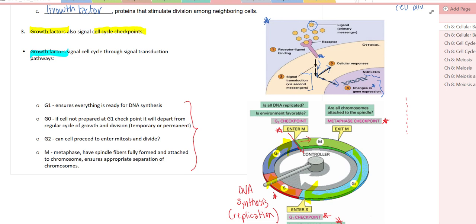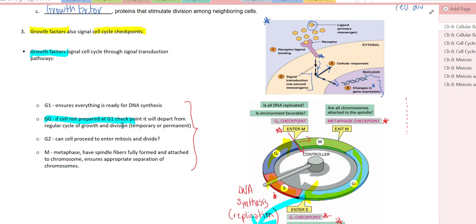So one important thing to note here is this G0 phase, which actually is kind of an extension. I don't think I have it on here, but essentially at this point, if the cell's conditions, the environment is not favorable, if the proteins required for DNA replication are not present, then a cell can depart from the regular cell cycle growth and division. And that can be a temporary or a permanent thing. Some cells that virtually don't divide for your entire life practically are in this G0 phase permanently.